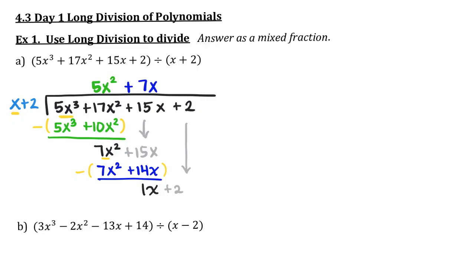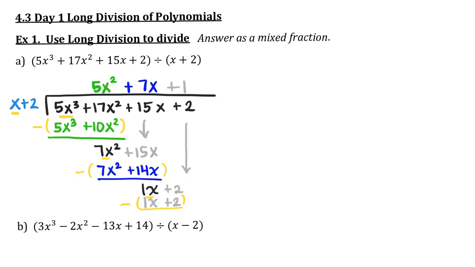Let's do it again. Look at the first term here and the first term here. What do I multiply x by to get 1x? Well, that's just going to be 1. I'm going to take the 1 and times it by x plus 2. So 1 times x, 1x. 1 times 2, 2. Draw the line. I'm subtracting down. So 1x minus 1x is nothing. 2 minus 2 is actually 0.